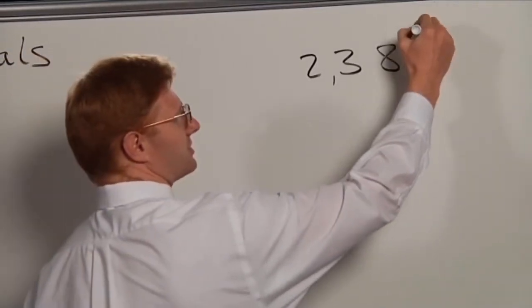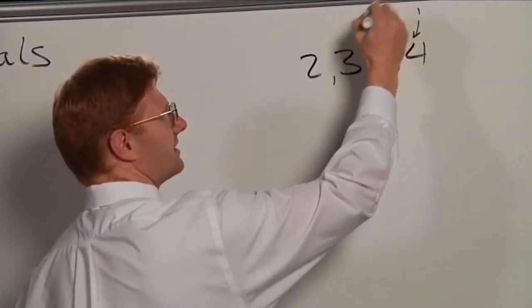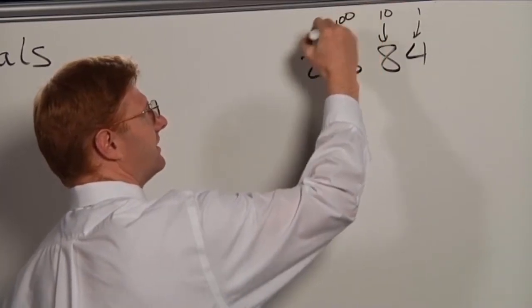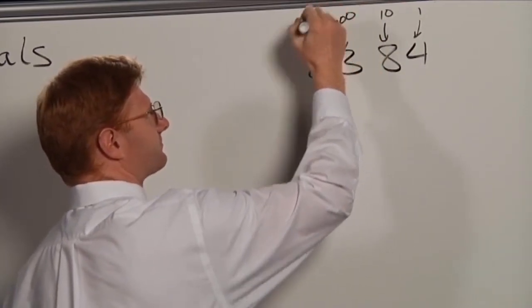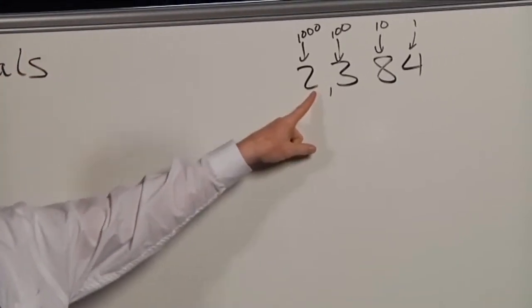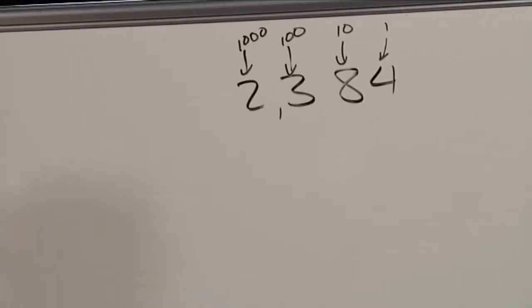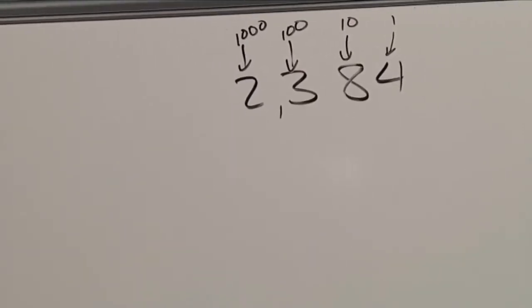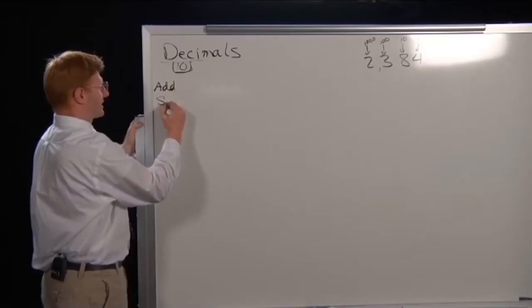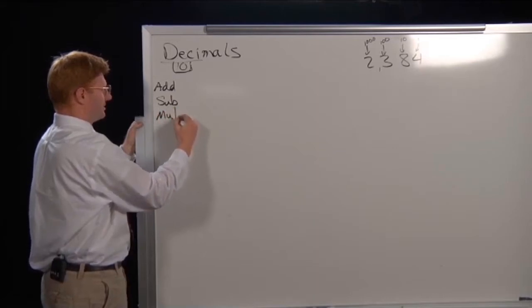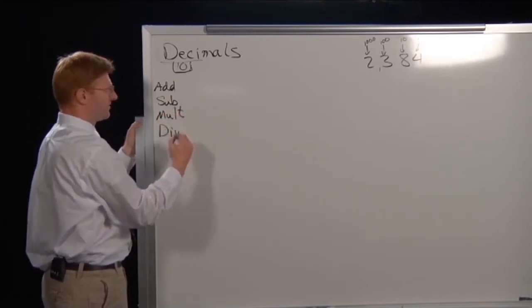You guys have learned these positions. There's the ones position, there's the tens, there's the hundreds. There's the thousands. So really this 2 doesn't represent 2, it represents 2 thousands because it's that big. Now, we're going to first talk about how to add them, then we're going to subtract them, then we're going to multiply them, then we're going to divide them.